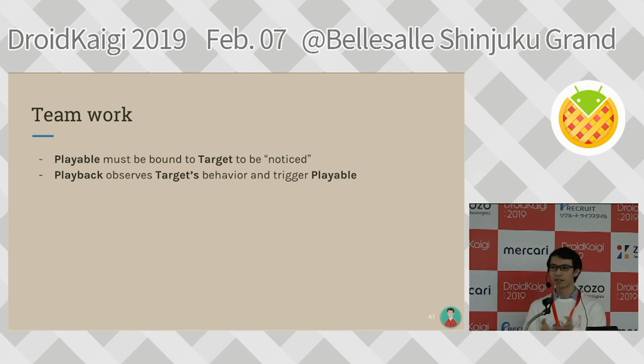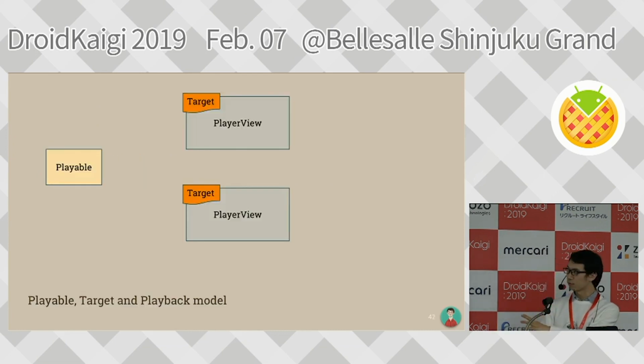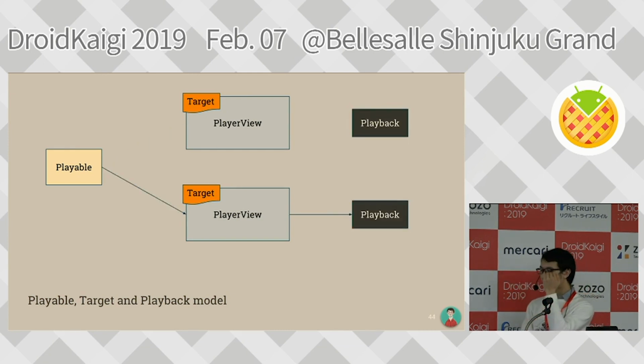And these three things form a team that works together. So yeah, a playable must be bound to a target, and the playback observes the target's view state, visible, not visible, and it triggers the playable to play. So this is how I visualize the concept. Okay, so first we bind this and we create a playback. If I switch to this one, we create a new one and the old one will be destroyed. So think that on the screen you have two player views and one video, you are playing it on the first one, and when you switch to the second one, it keeps playing. You do not need to reload the playable, and the old playback will just be released eventually.